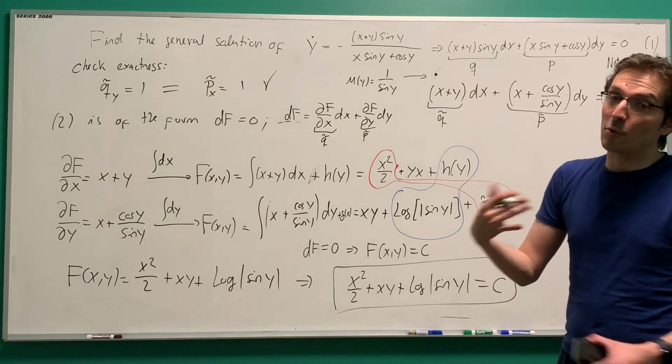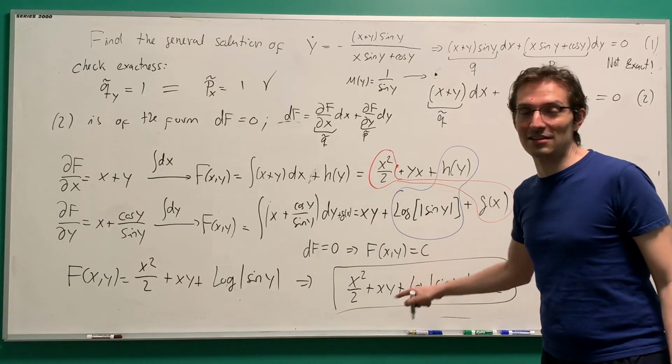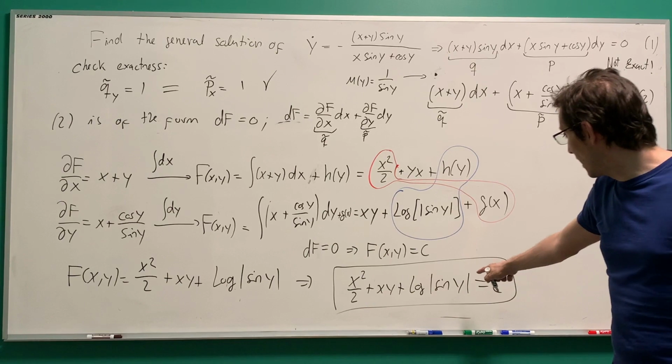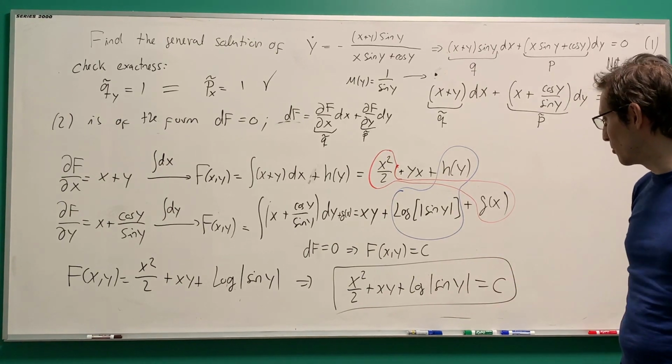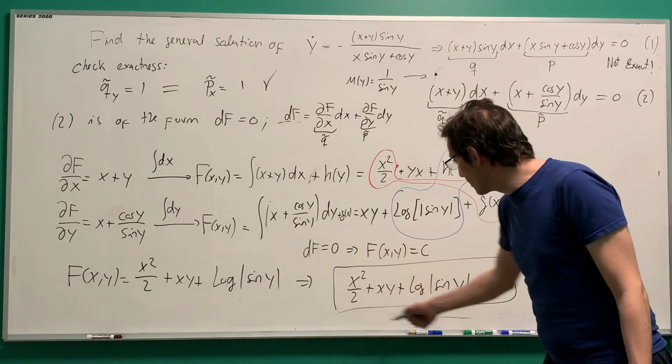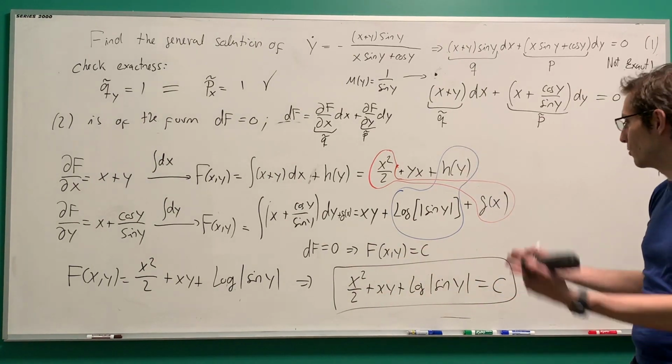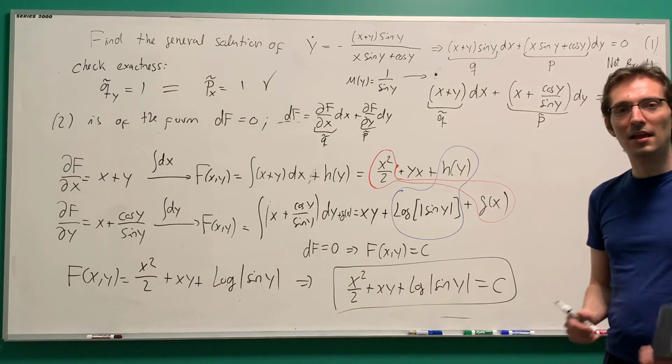Usually you need to solve for y of x. In this case, it's impossible. This is a transcendental equation in y, so there's no way to solve for y, isolating a simple closed expression. So we just give the implicit solution as the solution. We solved the differential equation. All right.